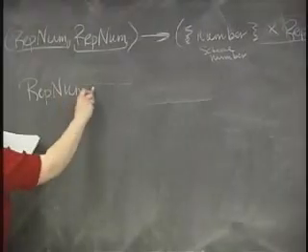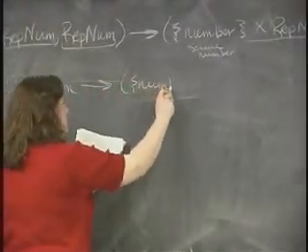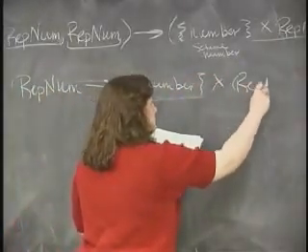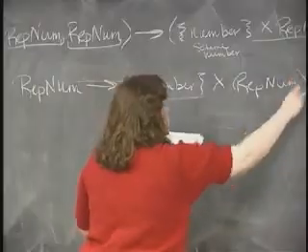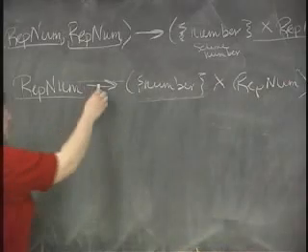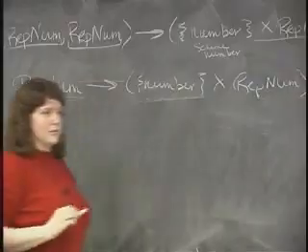rep num goes to number cross rep num. So negate number, as it's telling you, only takes in one number. And it's going to return a number, which will be the negated number, and then it will tag it with number.